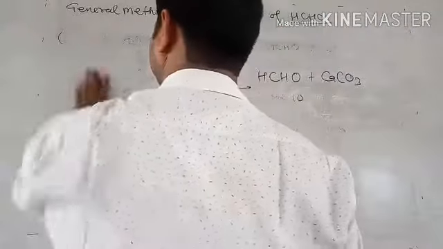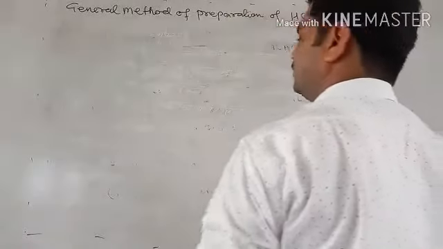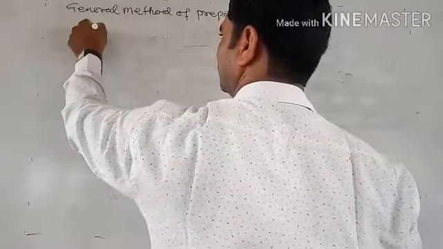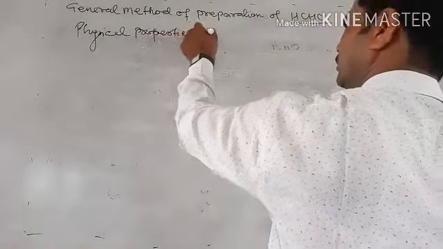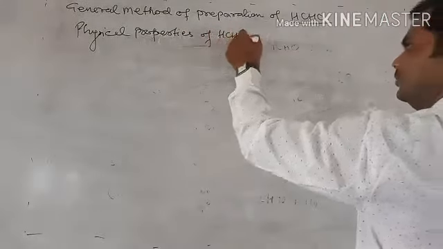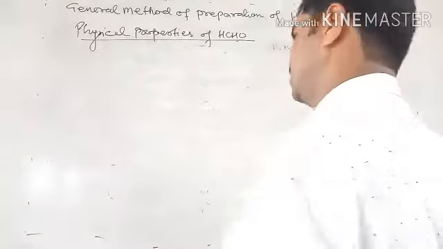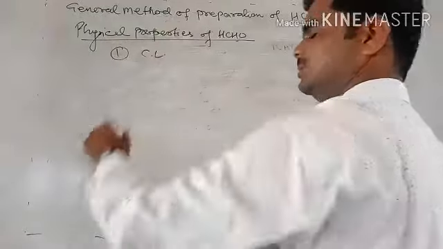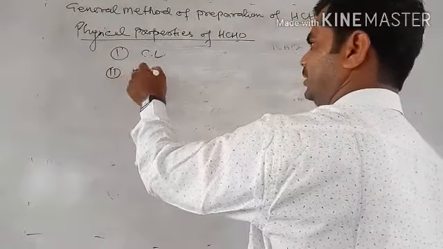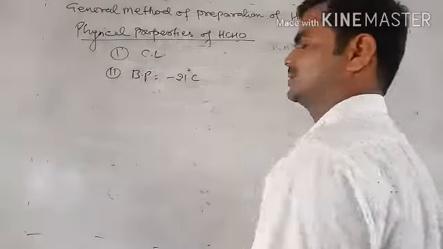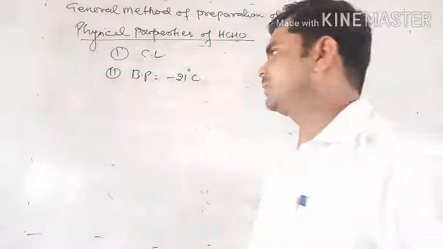Now, what are the physical properties of formaldehyde? There are the following physical properties of HCHO. First, it is colorless. Second, its boiling point is -21 degrees Celsius.